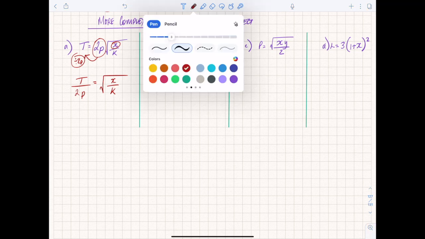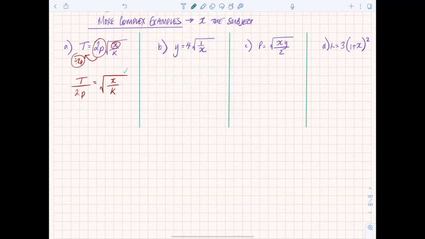The next thing to now unpick is this root sign. So you need to be confident in understanding that the opposite of root is squared. So I need to square when I take that over. So effectively I'm picking that up, taking it over there. So when I take that over, it becomes t over 2p, so the whole thing is being squared, is equal to x over k.